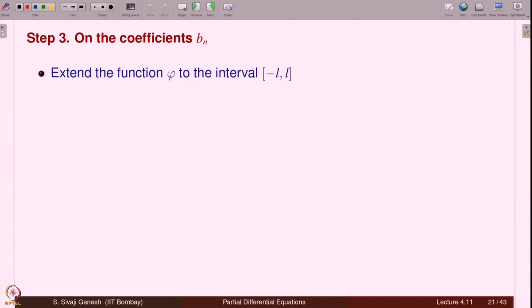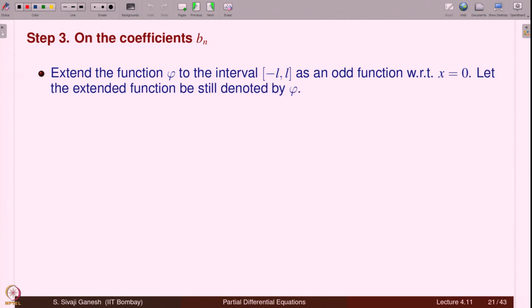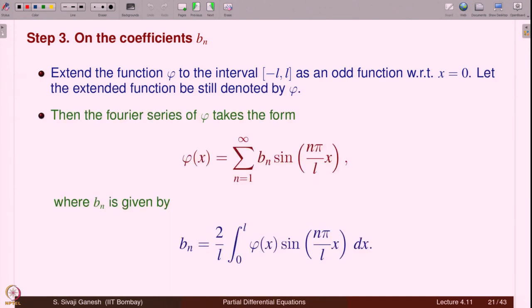So, extend the function phi to the interval, phi is given only on 0 l, right. So, extend it to minus l comma l as an odd function with respect to x equal to 0. Let the extended function be still denoted by phi, then the Fourier series of phi takes this form: phi x equal to summation n equal to 1 to infinity b n sin n pi by l x. Note here there are no cosine terms, that is because phi is an odd function. The coefficients corresponding to cosine terms will be 0. And what is b n? It is given by this expression. Formally, you can easily get it by multiplying both sides with sin k pi by l x and integrating between 0 to l, and you will get such an expression for b k.